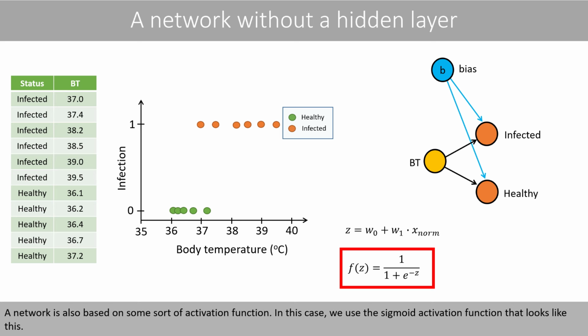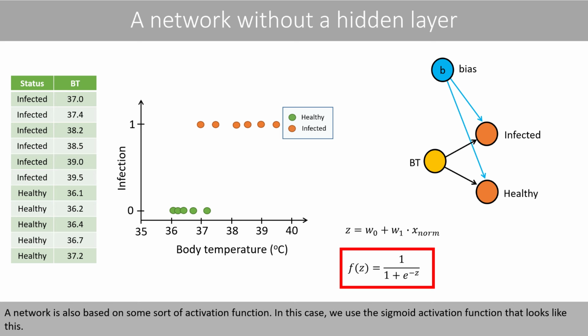values of the weights. Now, suppose that we instead have the following data, where two infected individuals now have a very low body temperature. If we use this simple neural network, it will fail to discriminate healthy from infected individuals because it can only generate this S-shaped curve. What we want is a curve that looks like this.